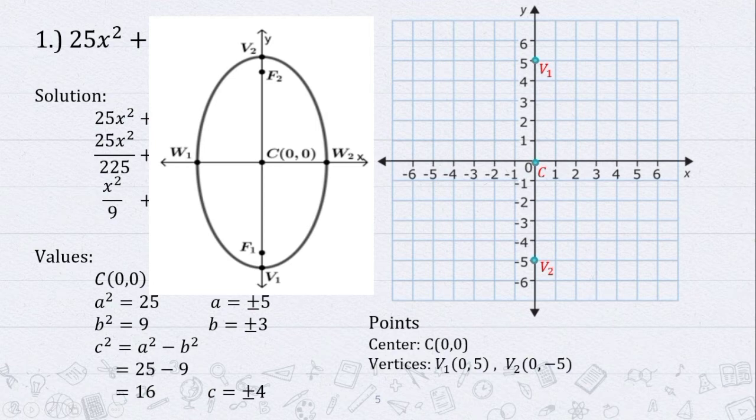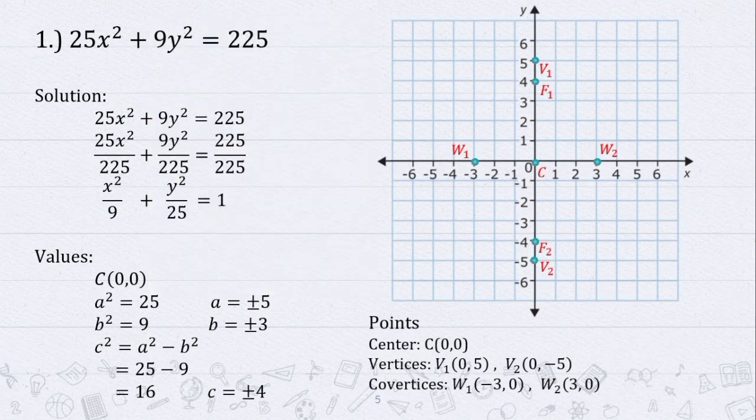Next is our b. b is the distance from the center going to the co-vertices. So from 0, we have to count 3 units to the right and to the left. Those points are negative 3, 0 and 3, 0. Finally, we have our c. Our c is the distance from the center going to the foci. So from our center, we have to count 4 units up and down. Therefore, the coordinates of our foci are 0, 4 and 0, negative 4.